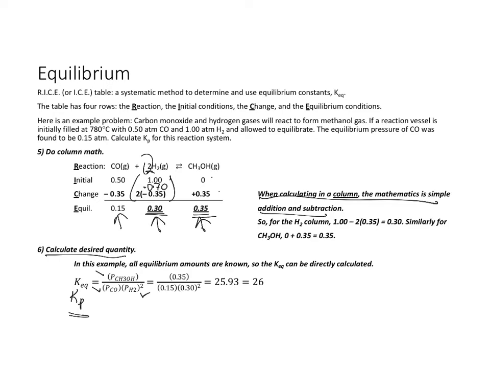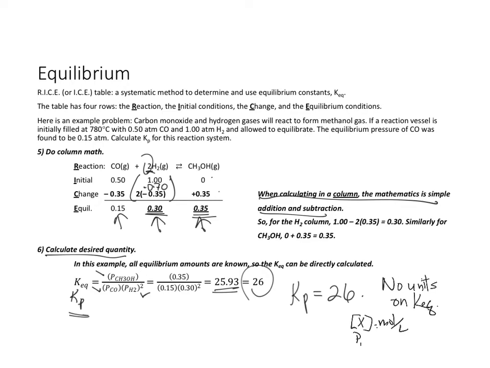So we plug those values in, 0.35 divided by 0.15 times 0.3 squared, and we get 25.93, or rounding back to 2 places, 26. So we can say then that Kp is 26. The equilibrium constants, as we write them, will have no units. There are no units on our equilibrium constants. We simply know that if we calculate or use a concentration, it will be in moles per liter, and the pressure of a species will be in atmospheres.